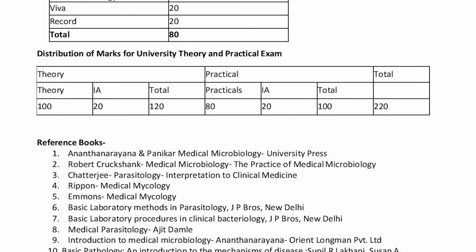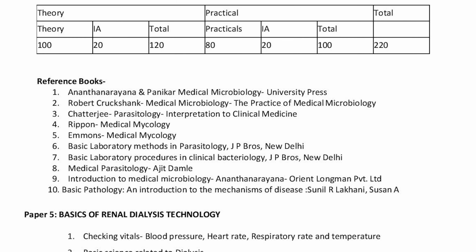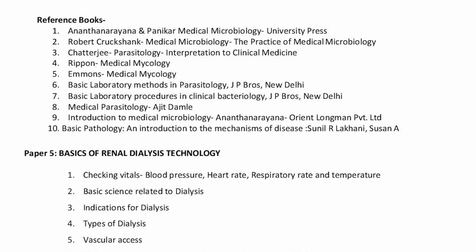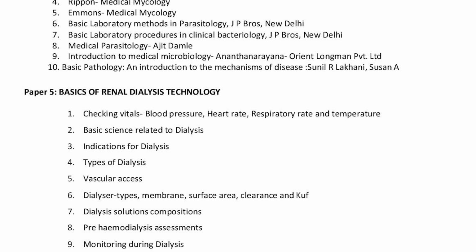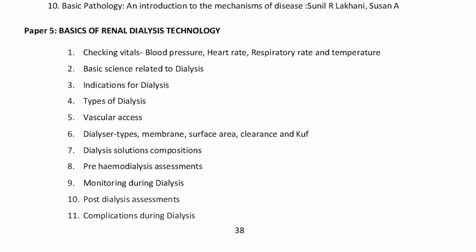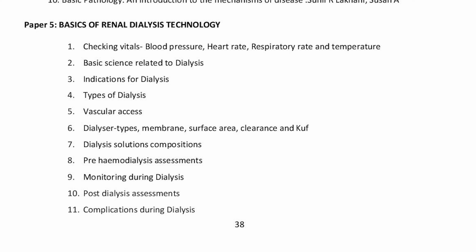The last paper is Basics of Renal Dialysis Technology. Paper 5 has 20 topics. 1. Checking vitals, blood pressure, heart rate, respiratory rate and temperature. 2. Basic science related to dialysis. 3. Indications for dialysis. 4. Types of dialysis. 5. Vascular access. 6. Dialyzer types, membrane, surface area, clearance and KUF.